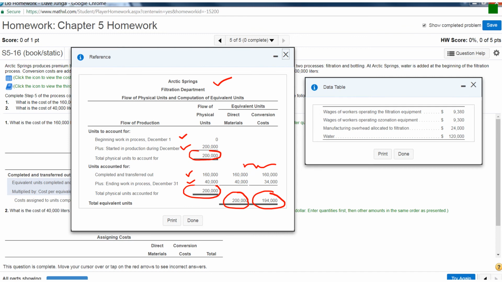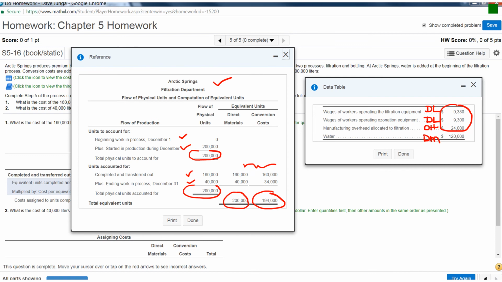Now, how do you get this data? When I open up the data table, notice the first 3 items here. You've got workers in the filtration, which is essentially your direct labor. You've got workers operating the ozone equipment, which is basically either direct labor or overhead. And then of course this one is your overhead. If you add these 3 together, that's going to be your total conversion cost. The water is going to be your direct material cost. So if I add your direct labor and overhead, that's going to give you your total.